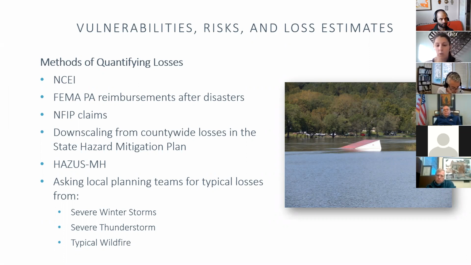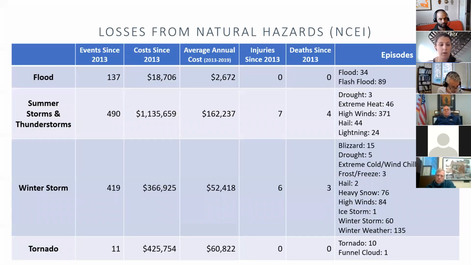So to give a quick overview of some of these quantitative losses, we've started the background number crunching for the plan. So we want to present some of these preliminary findings. NCEI, so these are estimates, or this is what's been reported to NCEI. So the numbers aren't 100% accurate. There may have been some injuries or deaths that may not have been reported, but it's still a really great tool to get a pretty solid idea of what's been impacting the region.